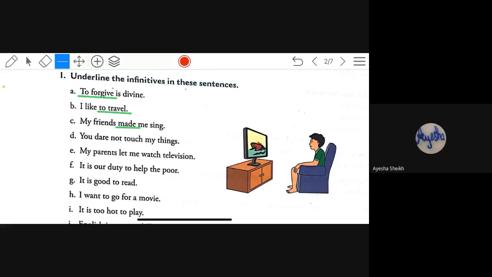Next, you dare not touch my things. Only dare. Dare not. Yes. Dare not means daren't. Then, no. What is the action being done?